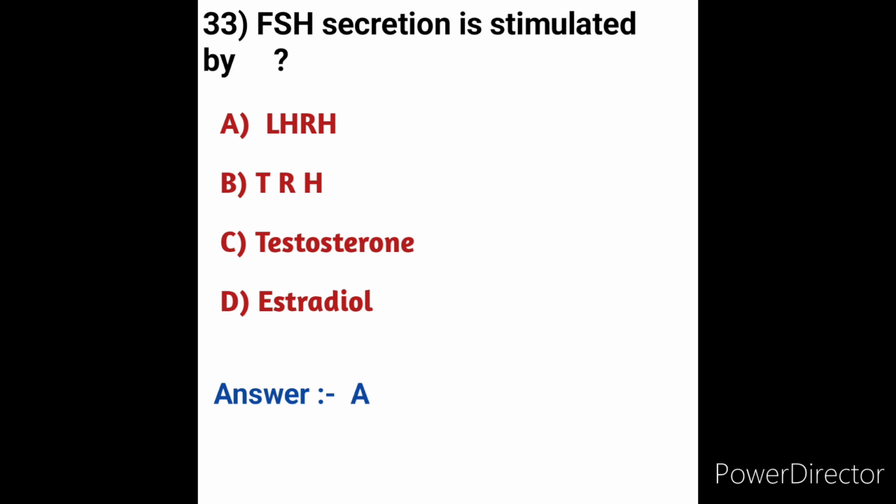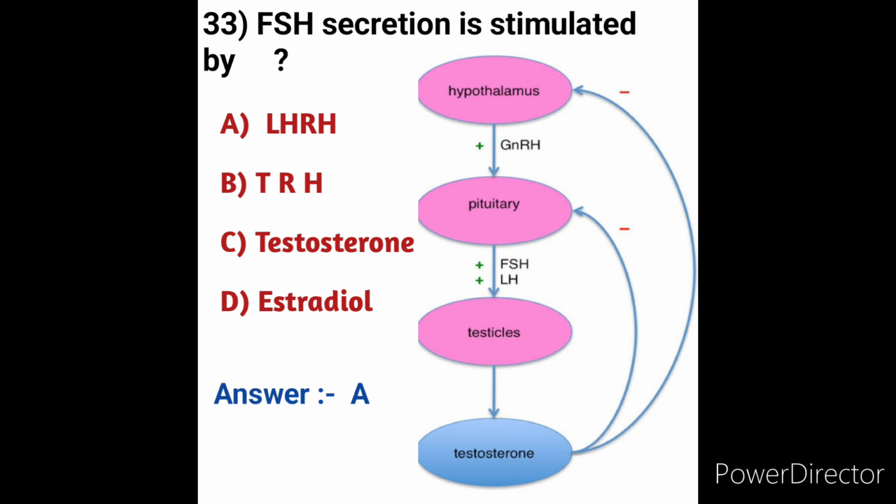GnRH stimulates the FSH hormone. Okay friends, GnRH is released by the hypothalamus. Hypothalamus produces the GnRH, which stimulates the pituitary gland to produce the FSH. Here we can see the hypothalamus secretes GnRH, and the pituitary gland produces FSH and also LH. The FSH and LH act on the testicles and make testosterone.